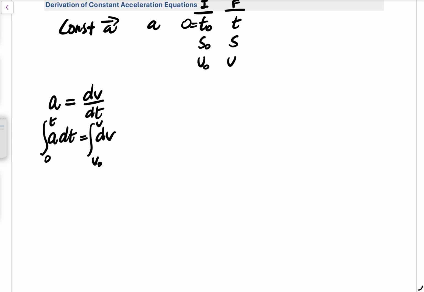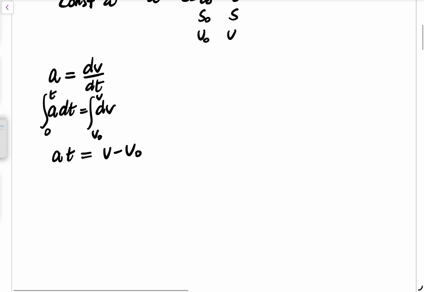So I'm going to integrate both sides. a is that constant, so I'm going to pull that out. On the left-hand side, I just have at. And on the right side, I'm just integrating dv, so I have v minus v naught. I'm going to rearrange this and say v is equal to v naught plus at. So this is one of our first, what I call, starting equations for constant acceleration. The final velocity is equal to the initial velocity plus the change in velocity, and the change in velocity is essentially that acceleration times my time. Okay, so that's one of our equations.